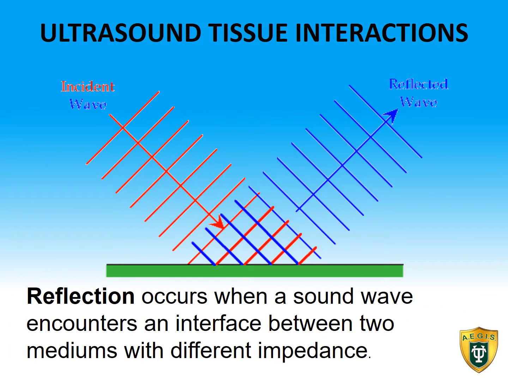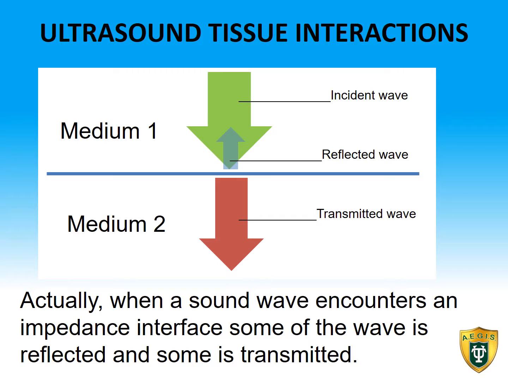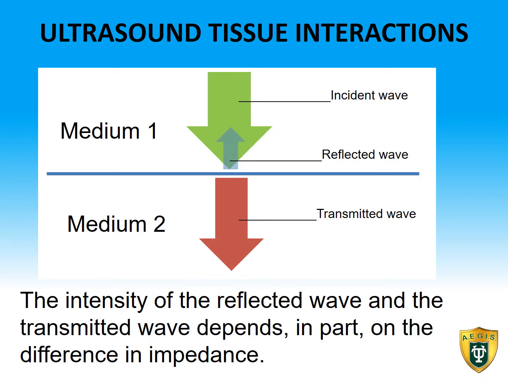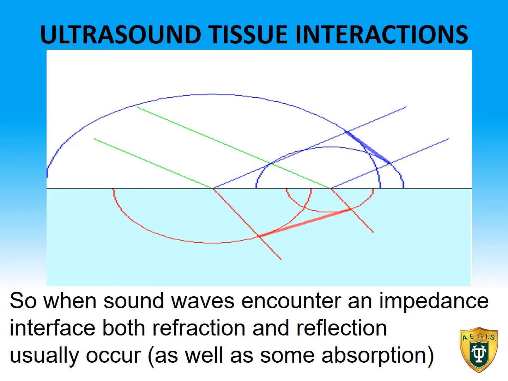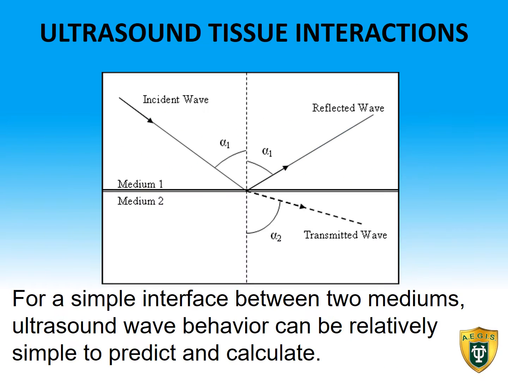Reflection occurs when a sound wave encounters an interface between two mediums with different impedance. Actually, when a sound wave encounters an impedance interface, some of the wave is reflected and some is transmitted. The intensity of the reflected wave and the transmitted wave depends in part on the difference in impedance. So when sound waves encounter an impedance interface, both refraction and reflection usually occur, as well as some absorption. For a simple interface between two mediums, ultrasound wave behavior can be relatively simple to predict and calculate.